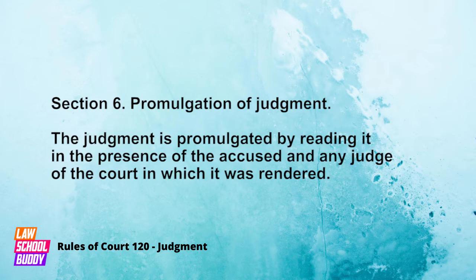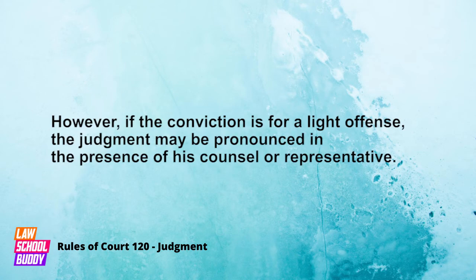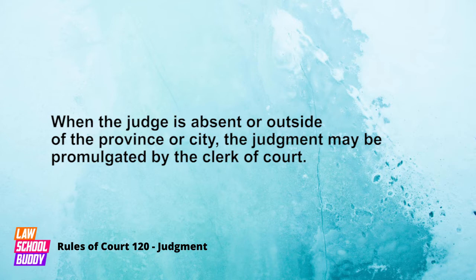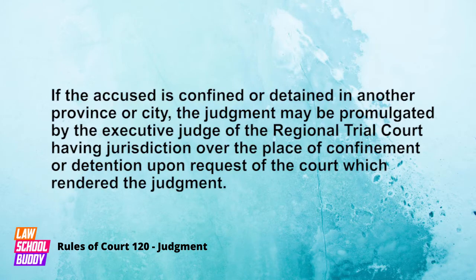Section 6. Promulgation of judgment. The judgment is promulgated by reading it in the presence of the accused, and any judge of the court in which it was rendered. However, if the conviction is for a light offense, the judgment may be pronounced in the presence of his counsel or representative. When the judge is absent or outside of the province or city, the judgment may be promulgated by the clerk of court. If the accused is confined or detained in another province or city, the judgment may be promulgated by the executive judge of the regional trial court, having jurisdiction over the place of confinement or detention upon request of the court which rendered the judgment.